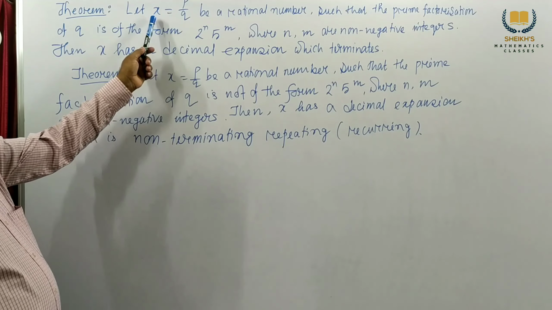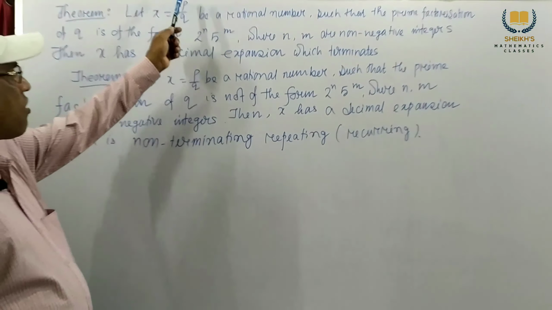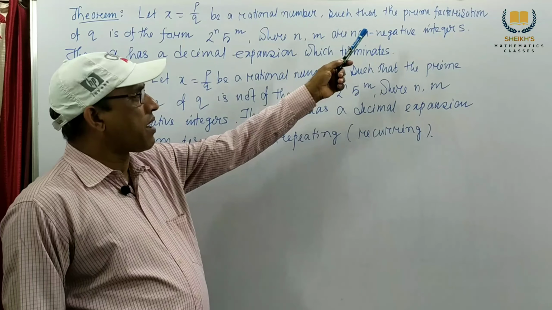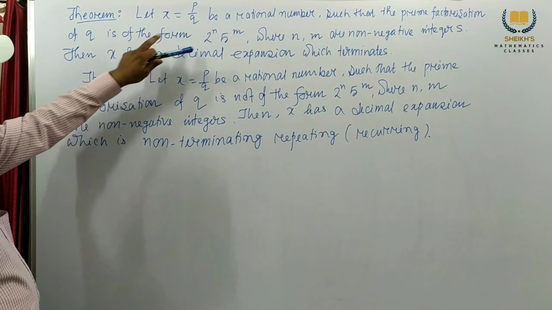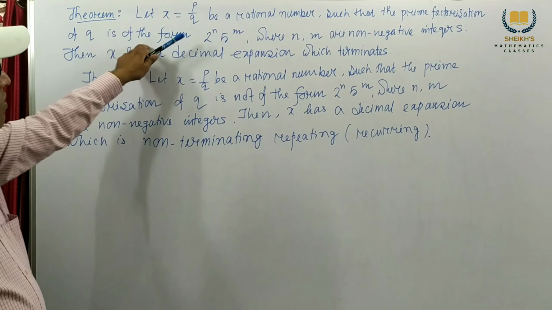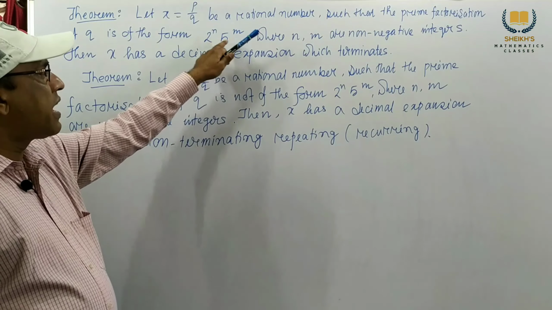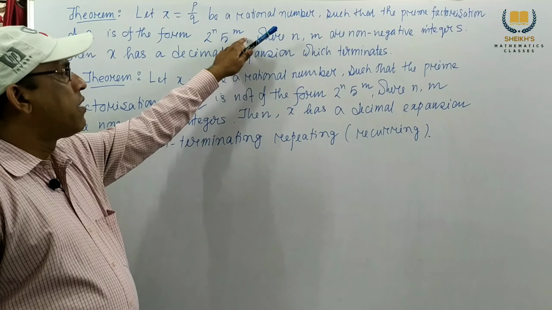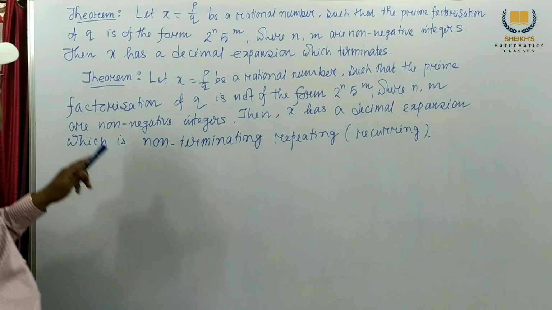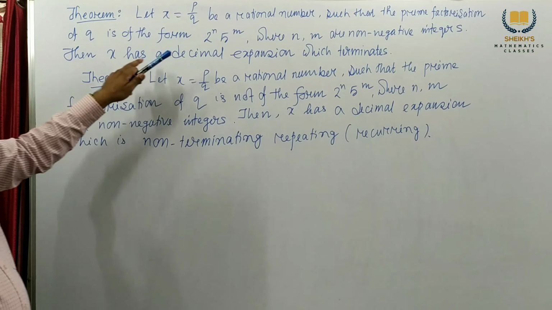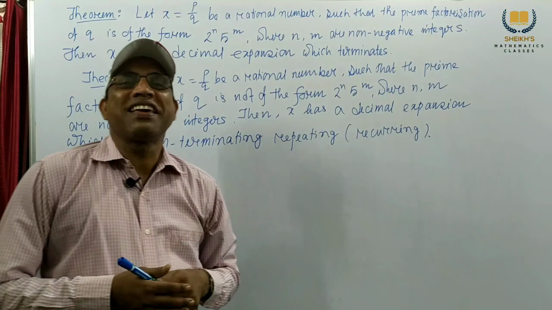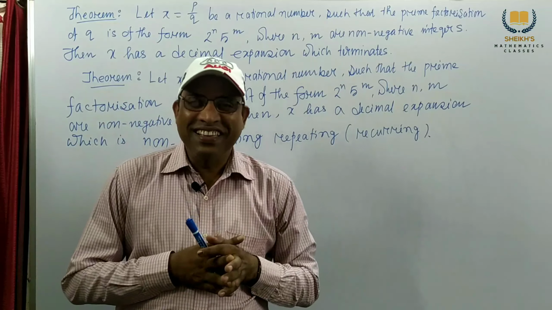Let x be a number in the form of p by q, a rational number, such that the prime factorization of q, meaning the denominator, is of the form 2 to the power n, 5 to the power m, where n, m are non-negative integers. Then x has a decimal expansion which terminates.